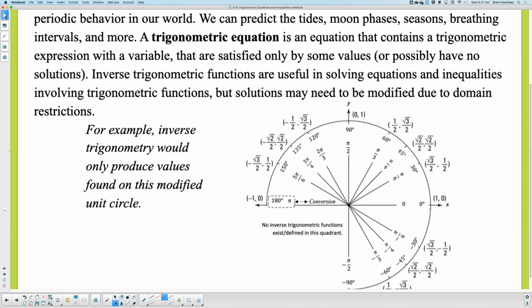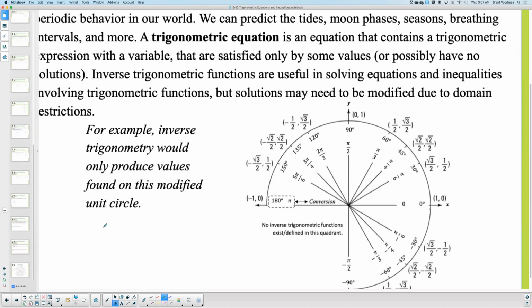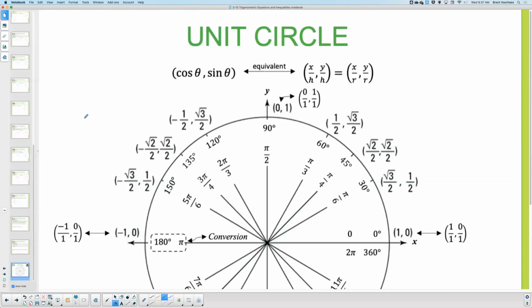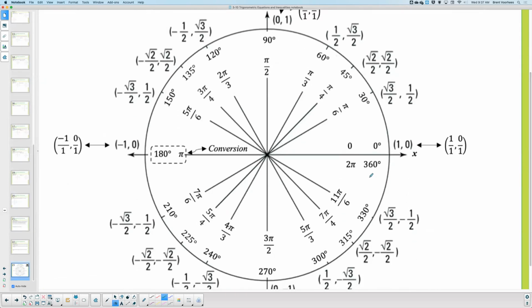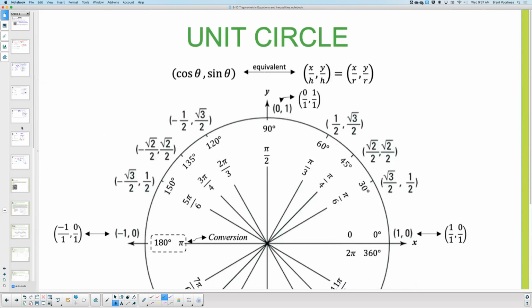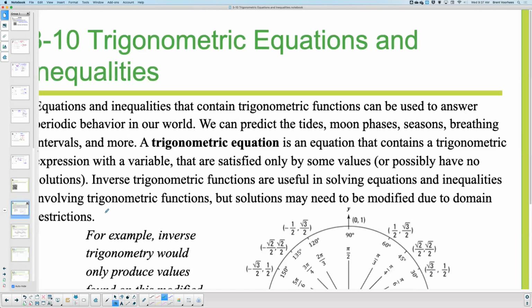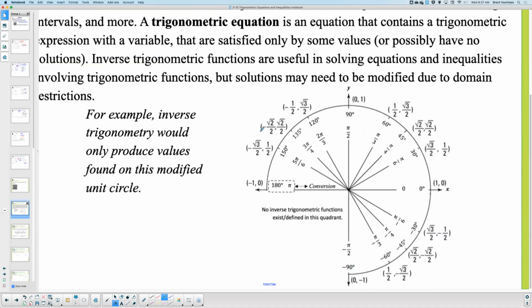Now, really quick, skip to the very end of your packet. What do you have in your very last slide? A unit circle. So today, if you're solving and you're struggling with some of this, here's your unit circle to help you out. But with inverse trigonometry, will you use all those values? No. And that's the point of this slide: with inverse, you might not have all your values. Not everything's going to be within the domain.